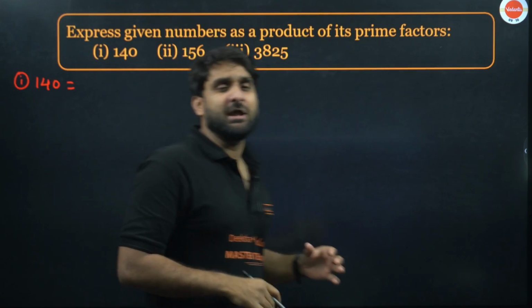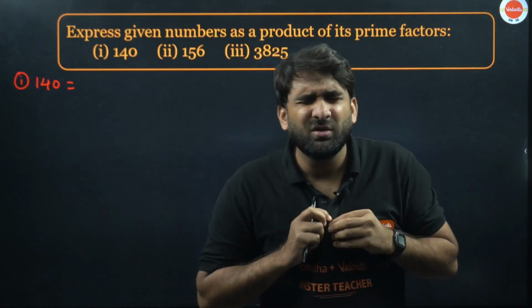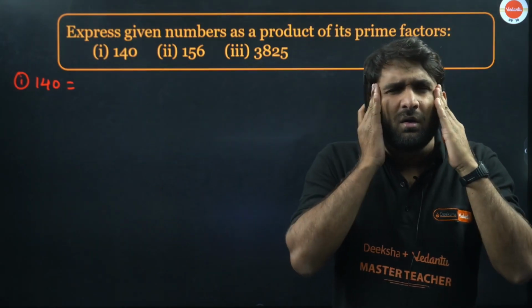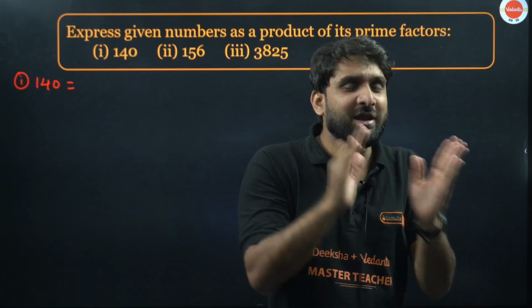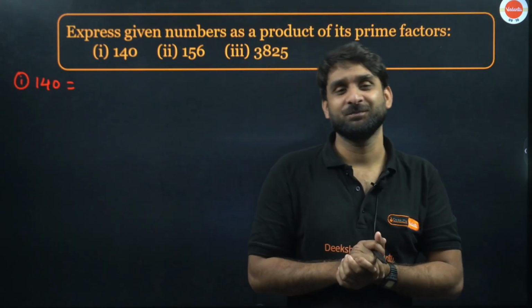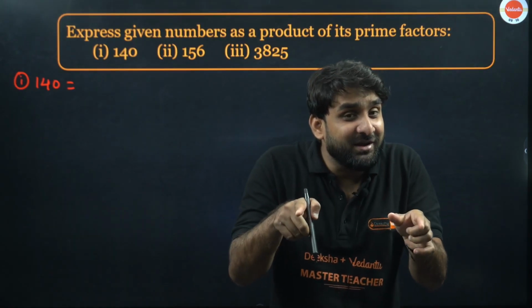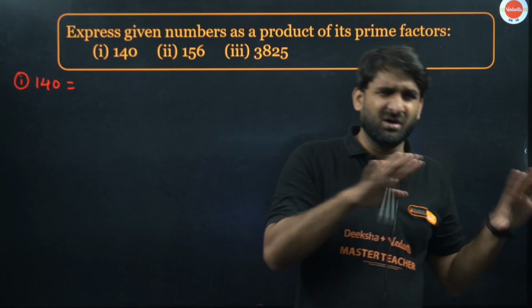So 140 can be expressed as a product of its primes. How? Without using a pen, let's try to solve this question. 14 means what? 14 means 14 into 10. Now 10 can be written as 2 into 5. Yes, 10 is done.